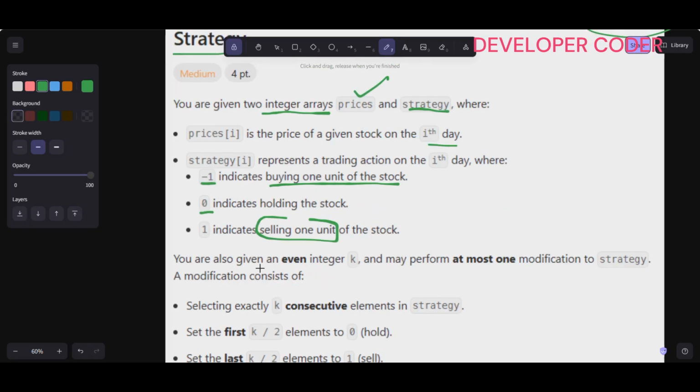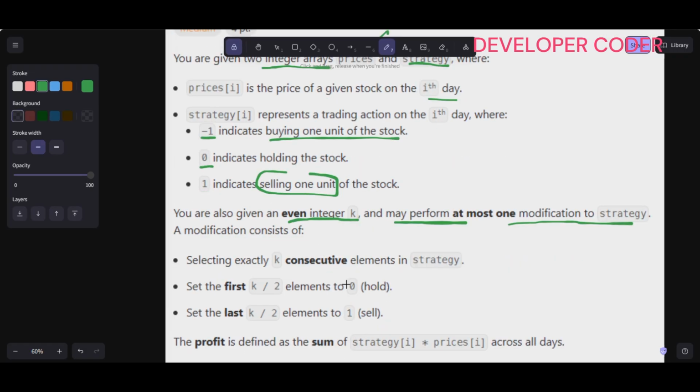Okay. You are also given an even integer k and may perform at most one modification to strategy. A modification consists of selecting exactly k consecutive elements in the strategy. We have to set the first k/2 elements to 0, hold, and we have to set the last k/2 elements to 1, sell. So we have to select k consecutive elements in the strategy, right? So first let's suppose this k, then this k, then this k, okay, like this. Then among these k, we have to set the first k/2 elements to 0, hold, and we have to set the last k/2 elements to 1, okay, sell.